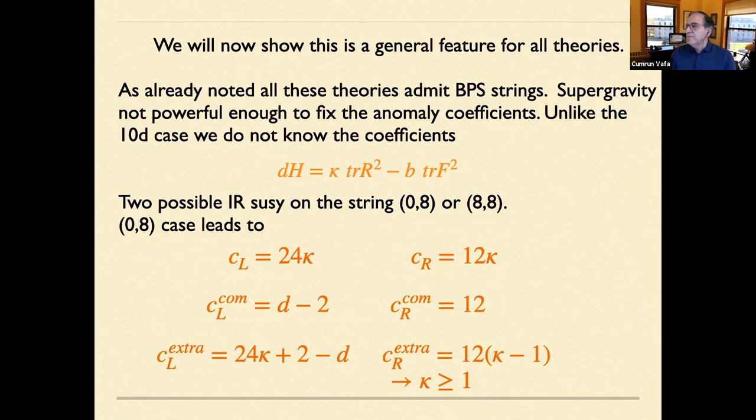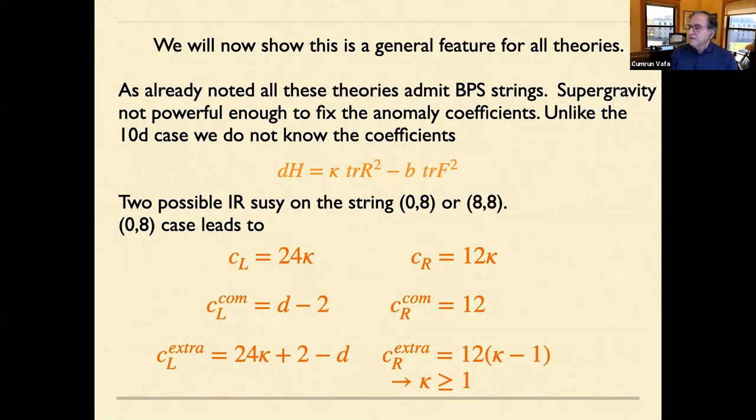They are both fixed by kappa because, as I said, the trace of R with R gives you the level also for the SO(8) R symmetry. And from the R symmetry, you can read off the level of the central charge of the supersymmetry algebra, which gives 12 kappa. So kappa controls both the left and the right central charge.